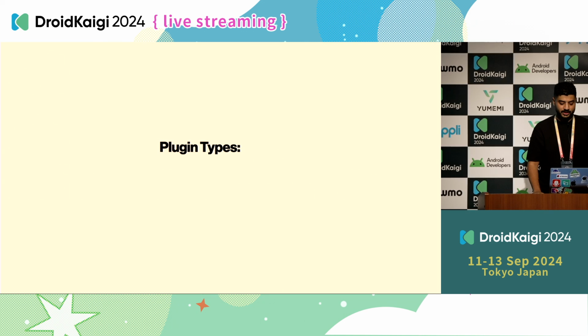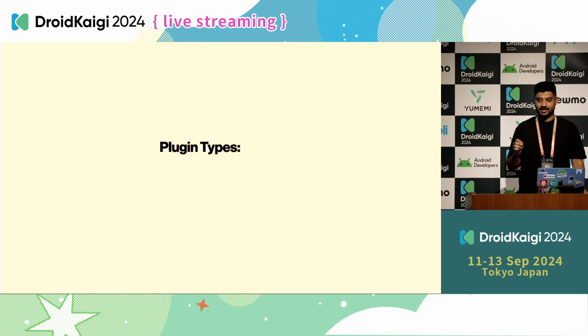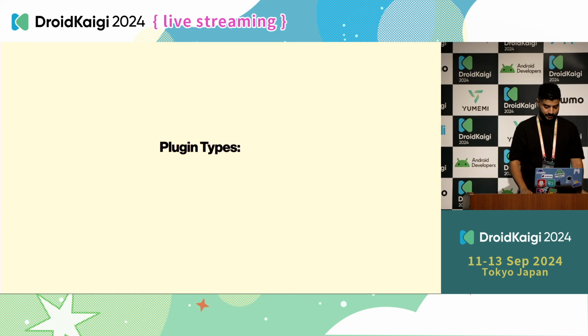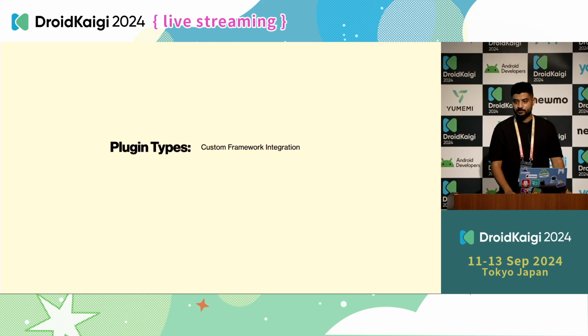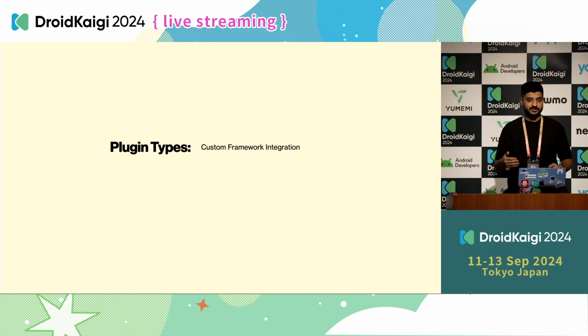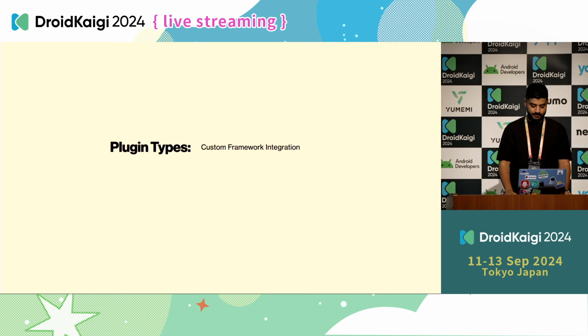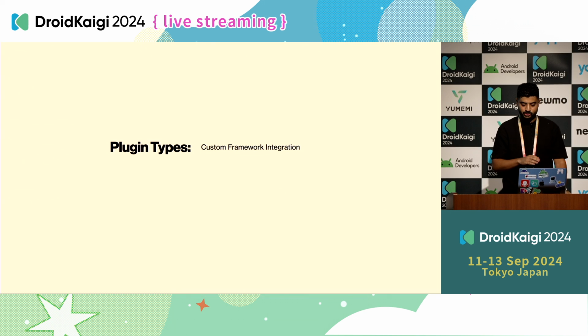But before we jump into that, we need to explore the different types that we can create for a plugin. The first type can be custom framework integration. For example, if someone used Flutter before, you realize that you need to download and install a plugin designed just for Flutter, so Android Studio can support it. Without this plugin, Android Studio won't recognize or support Flutter at all.